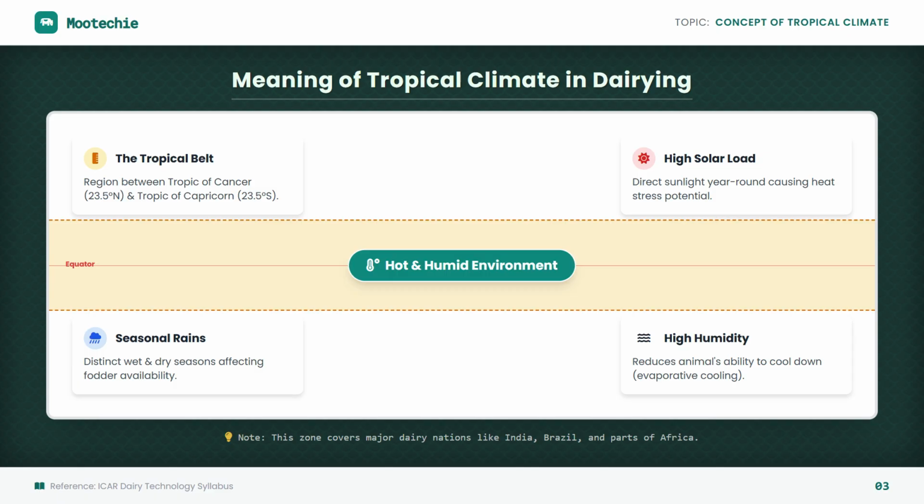Seasonal rainfall is another important feature. Wet and dry seasons affect fodder availability and quality. High humidity further complicates the situation by reducing the animal's ability to lose heat. Overall, tropical dairying operates under hot and humid environmental conditions.